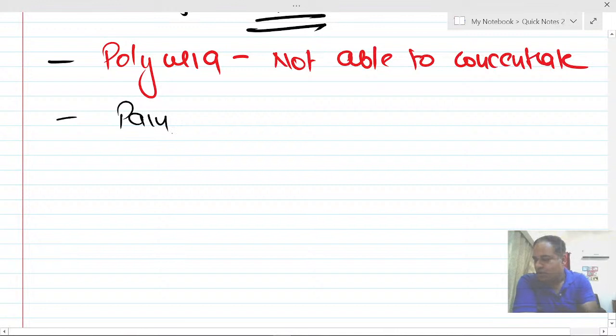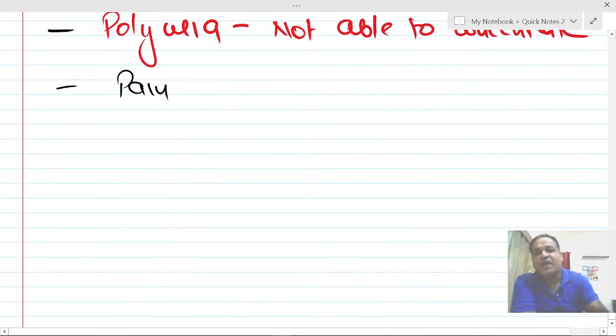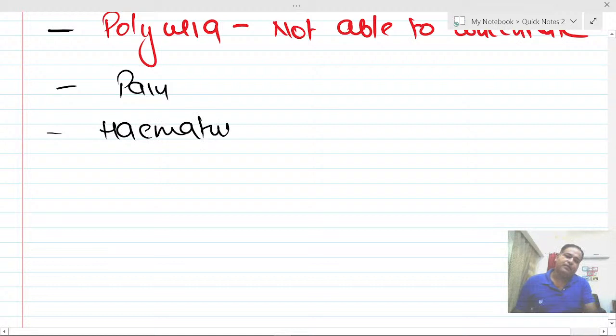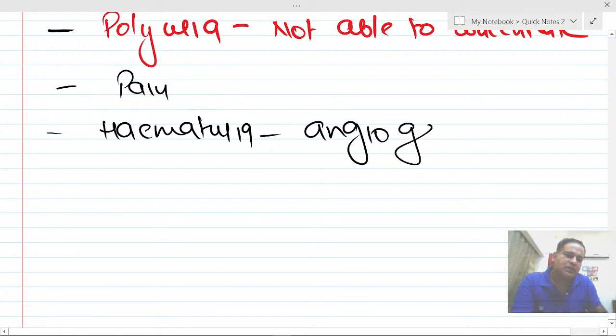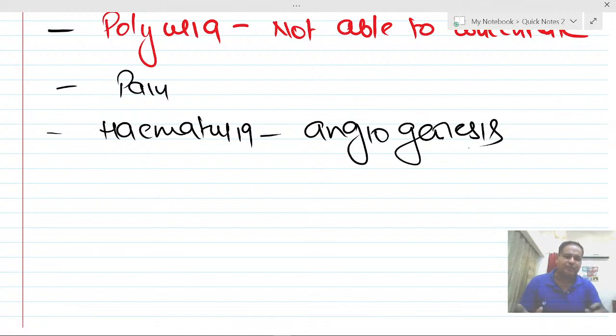Fine. Also, your patient can experience pain. This pain could be due to infection. This pain could be due to hemorrhage. Fine. Hematuria, due to rupture of the fine blood vessels. What happens? Because of decreased blood supply, angiogenesis occurs, new blood vessels are formed, and these new blood vessels can easily rupture, which gives rise to hematuria.